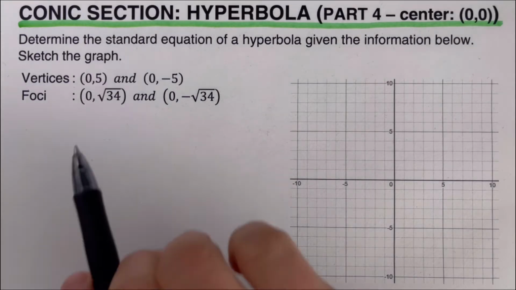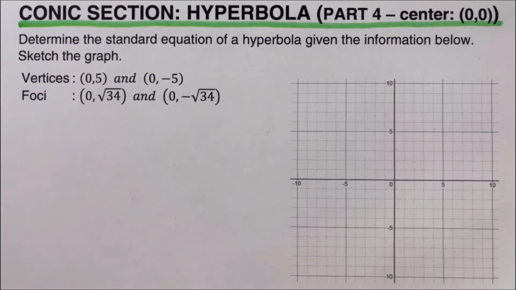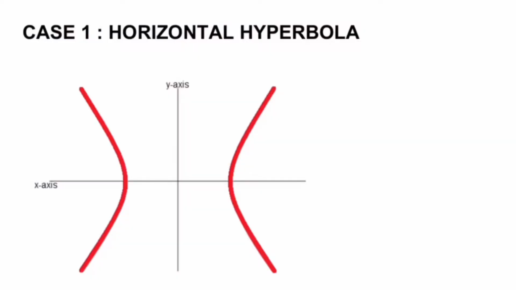Before we jump into the example that we have right here, let's have a review on the parts and the two cases and the equations of hyperbola. Please notice that this hyperbola is called the horizontal hyperbola because the graph, which is in red, is touching the horizontal axis.